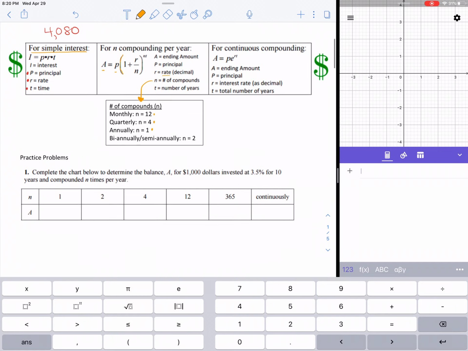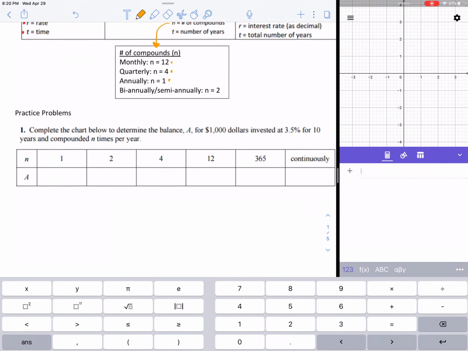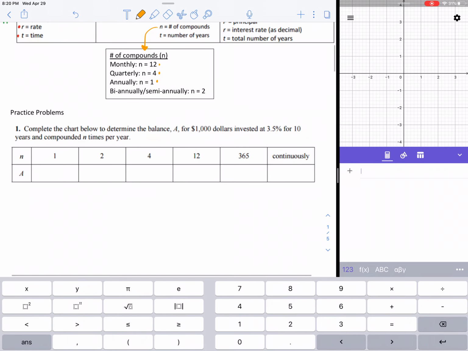Okay, so this first example, they give us, complete the chart below to determine the balance, A, for $1,000 invested at 3.5% for 10 years and compounded n times per year. So the P is 1,000.